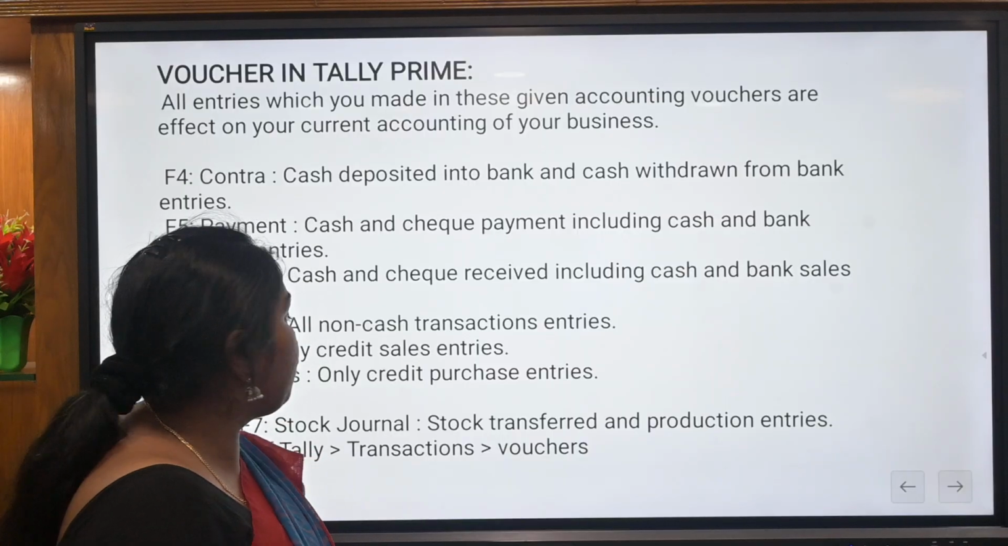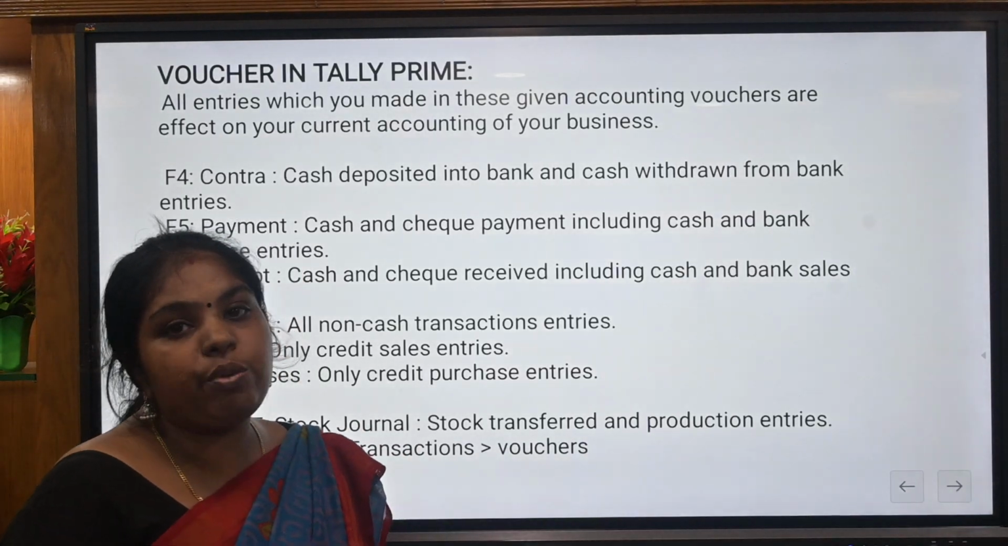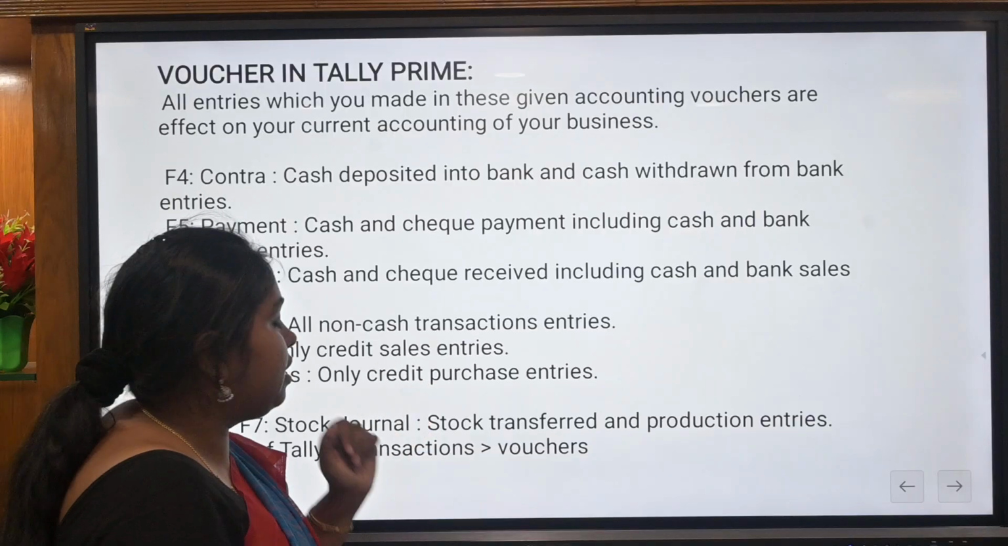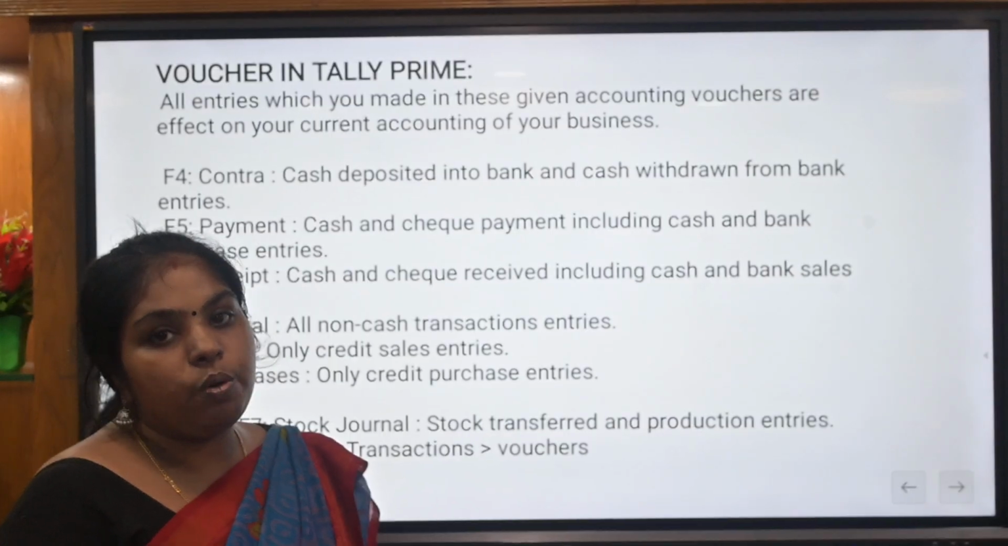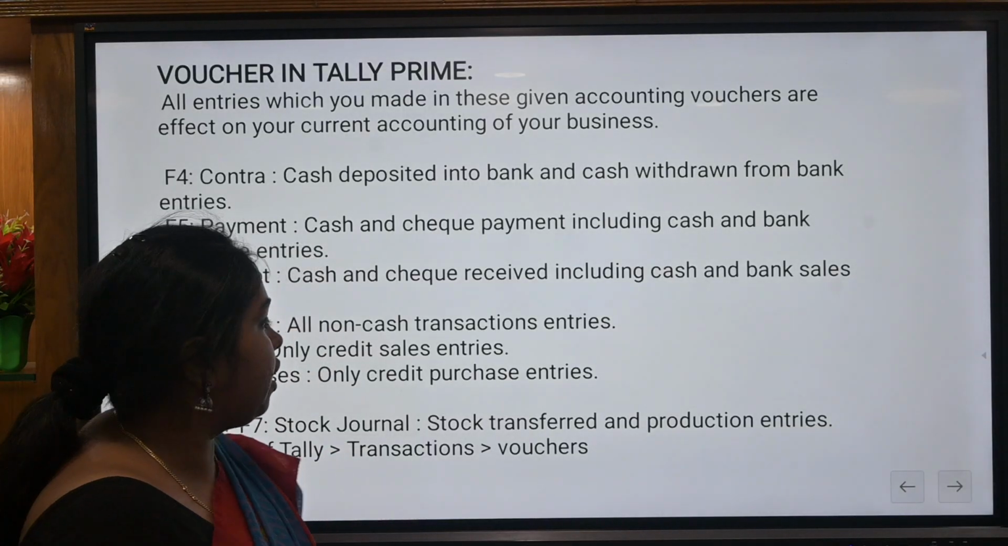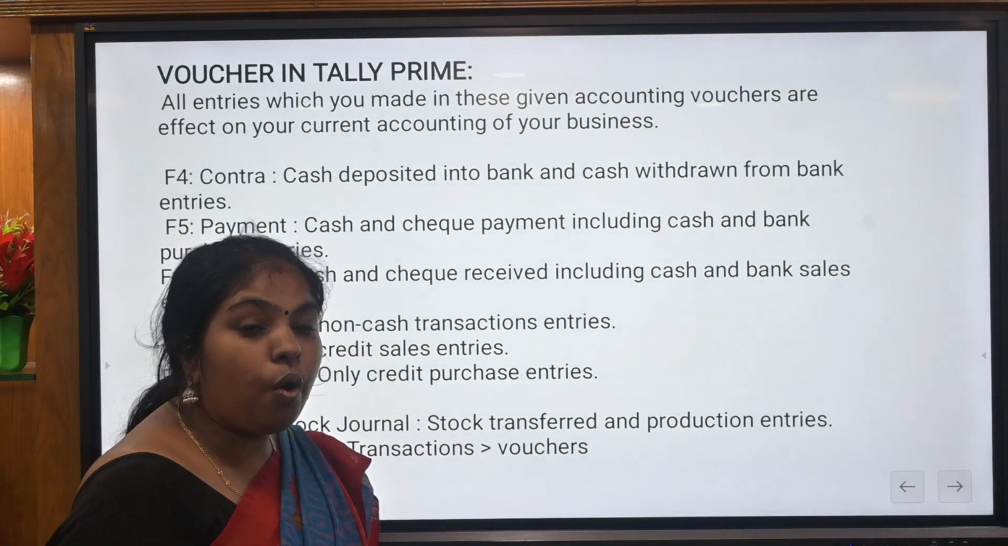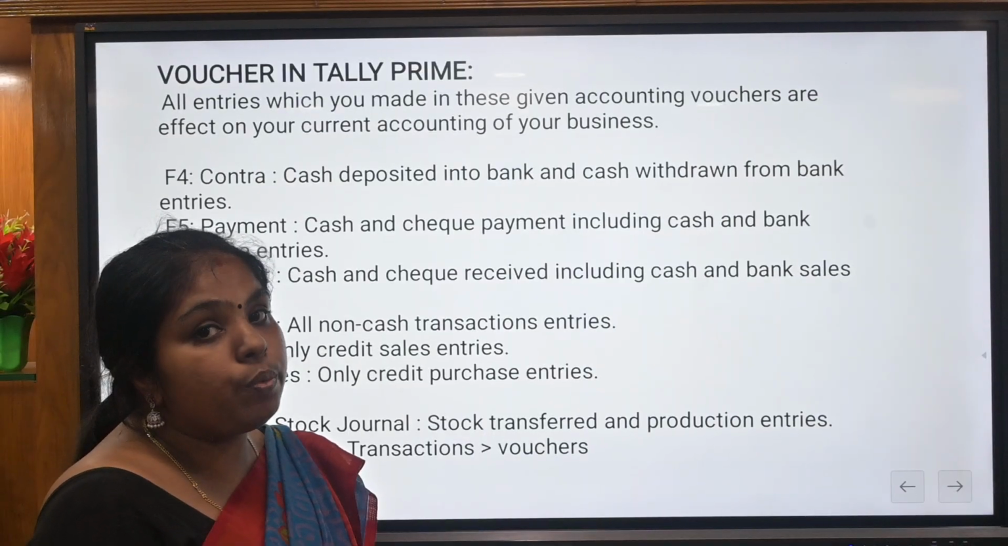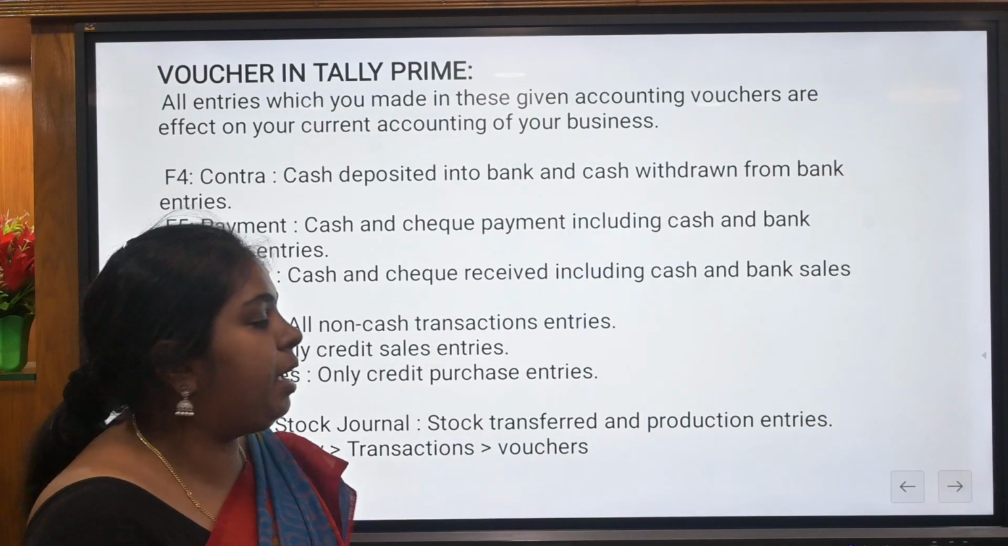journal. Then the next one is F8 sales. Only credit sales has to be included in sales. When it is cash sales, what does it belong to? Receipt. But if it is credit sales, it belongs to sales. And F9 purchase. Only credit purchase belongs to F9. When it is cash purchase, it belongs to payment.